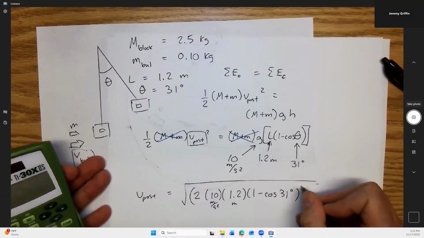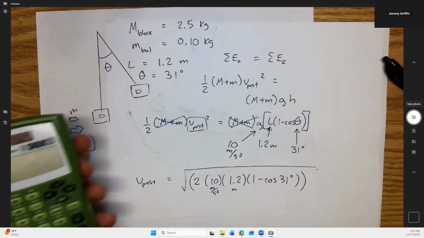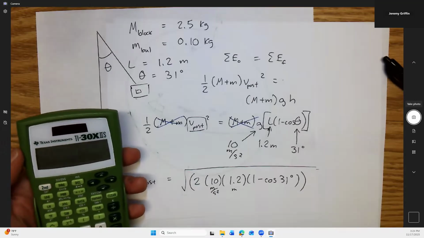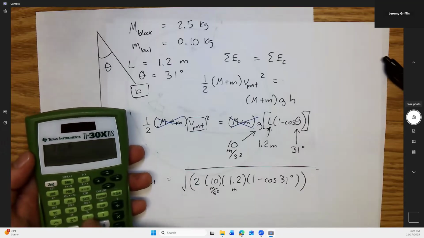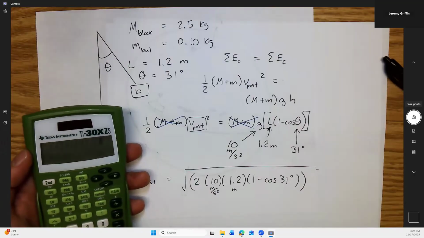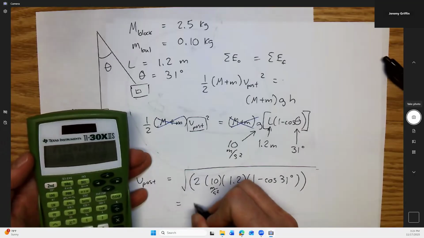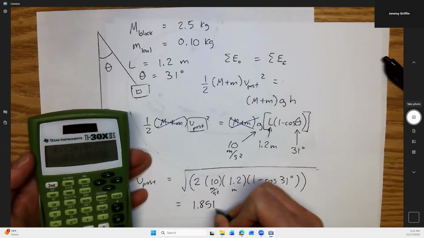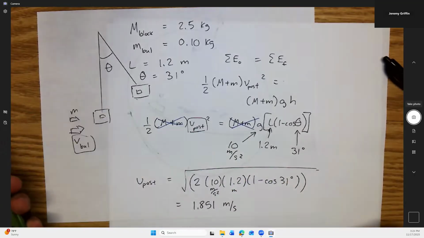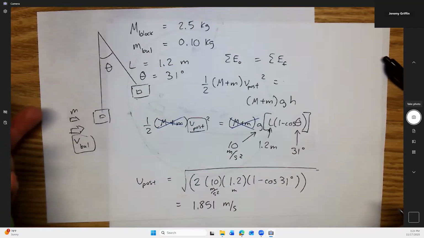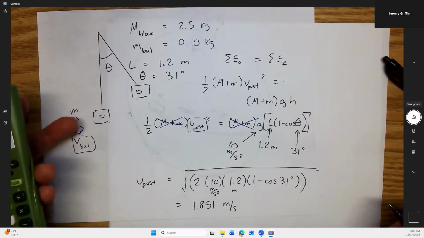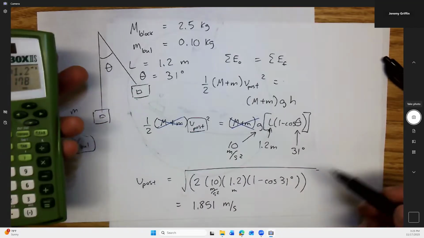So this gives you the post collision speed. Not exactly what I'm looking for, but this is an important middle step. So square root of 2 times 10 times 1.2 times (1 minus cosine 31). That is 1.851 meters per second. You guys get that? That's how fast this block had to be swinging at the bottom so it could make it up to that height and therefore that angle.